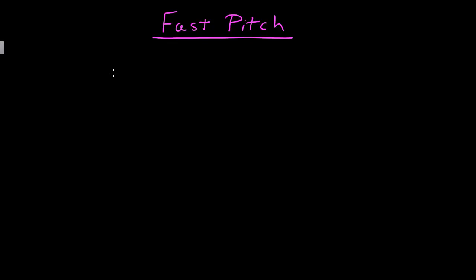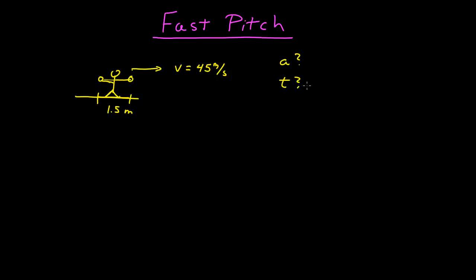So let me get a diagram here. There's this ball and it's accelerated over some distance, at which point it's released. It had a final velocity of 45 meters per second. It was accelerated over 1.5 meters. And I want to know what the acceleration is and what time it took to do it.